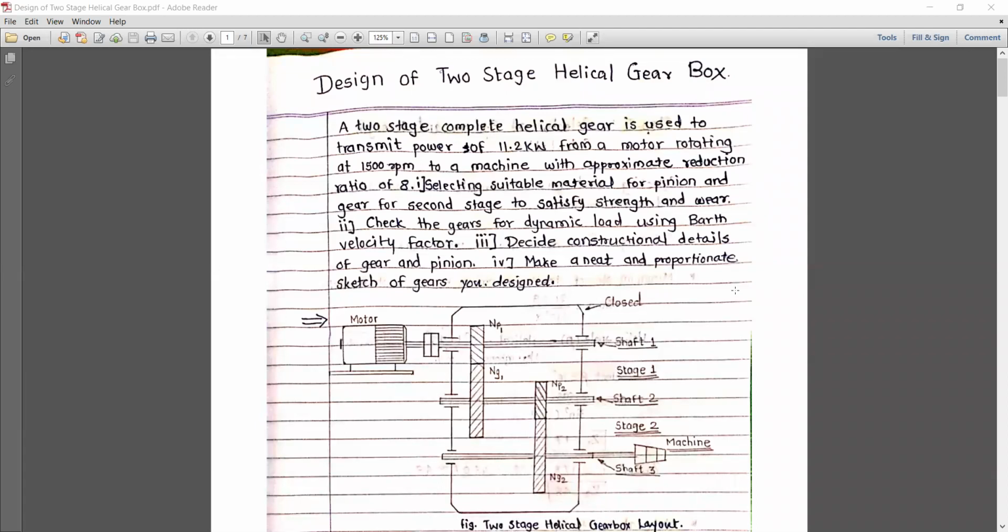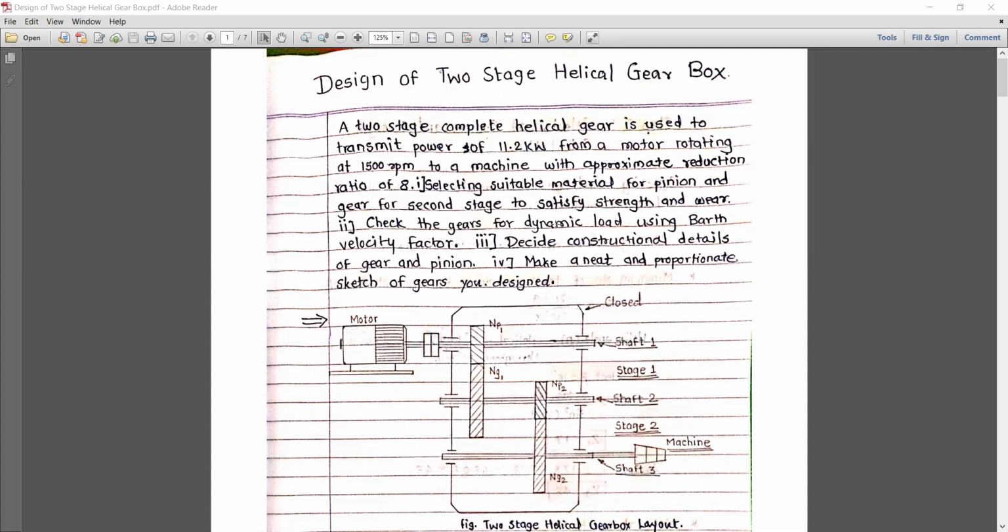What we need to do in this problem: first, select suitable material for pinion and gear for the second stage to satisfy strength and wear. Second, check the gears for dynamic load using Barth velocity factor. And third, decide the constructional details for gear and pinion. And last, make a neat and appropriate sketch of your gear design. So these points we need to analyze.